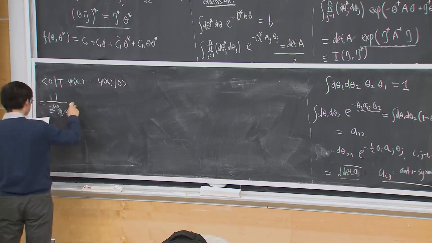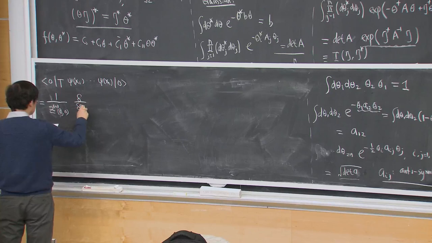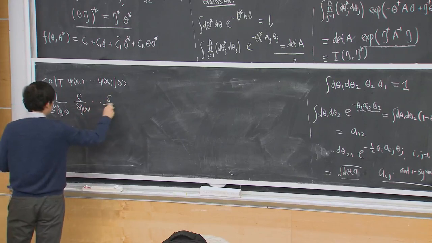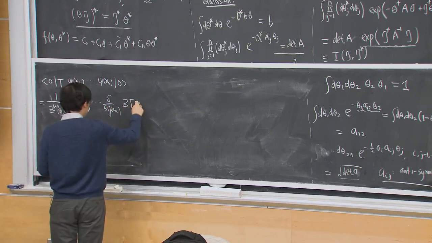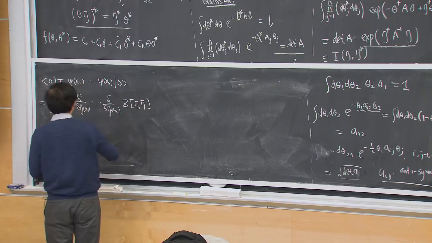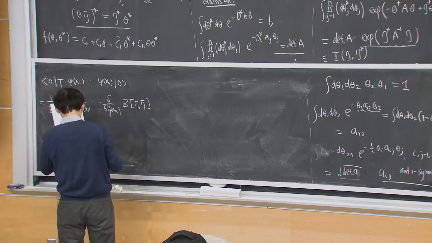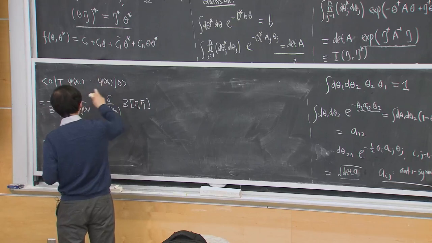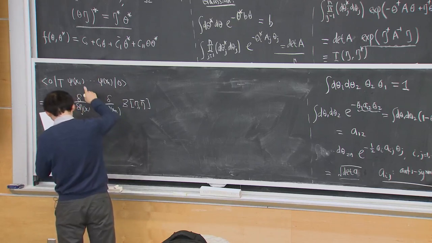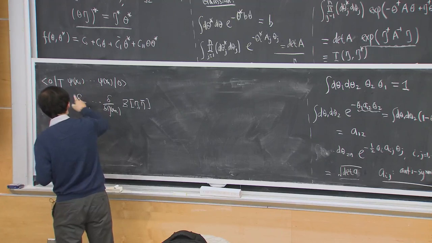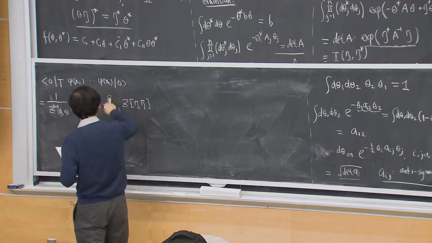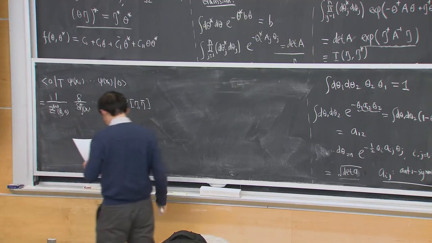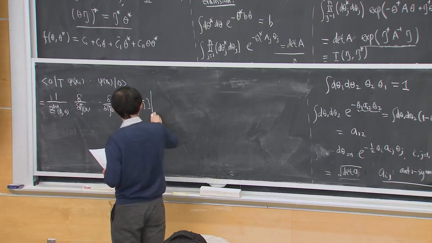Up to a sign, you take delta over delta eta x1, through delta over delta eta xn, and then you take derivatives on this Z. It depends on whether you have the bar or not. If it's a psi, then you take the derivative with respect to eta bar. If it's a psi bar, you take the derivative with respect to eta. Then in the end you set eta equal to eta bar. Exactly the same as before.